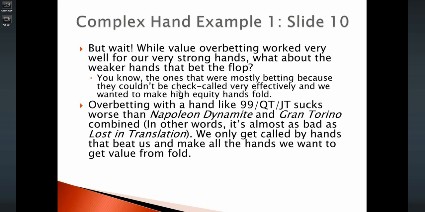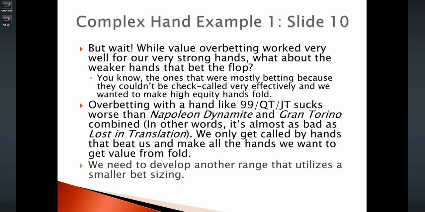We can't do that, so we're going to have to use multiple bet sizing. We need to develop another range that utilizes a smaller bet sizing, so each range will be balanced, and we're mostly putting all our hands in the range that they play best in. Let me try to clarify really quickly what I just said before moving on. It's going to become a lot clearer in the future slides.